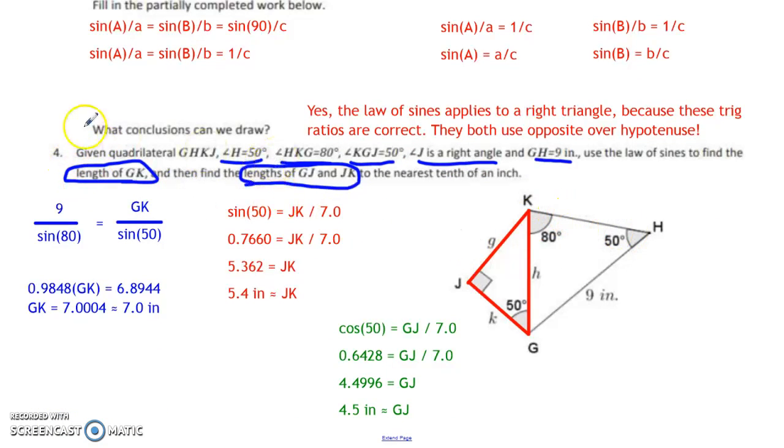And then question number 4. The first thing we had to do is use the law of sines. We used this angle, which is 80. We used this side, which is 9. We used that to find out the measurement of side GK, which is, of course, 7.